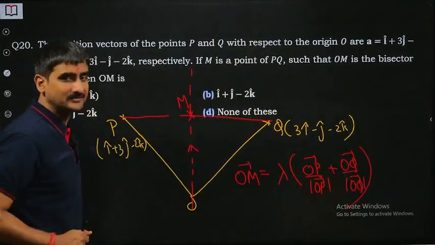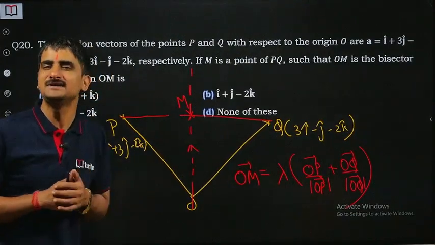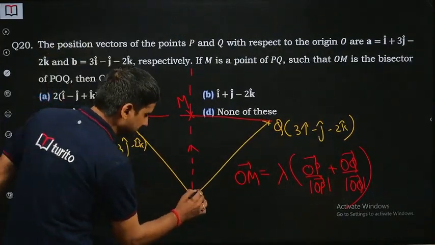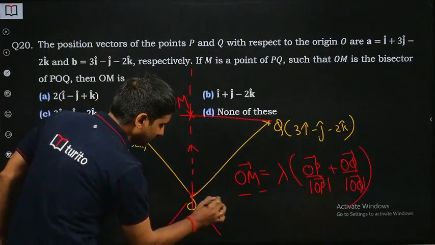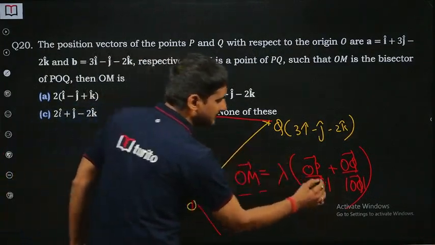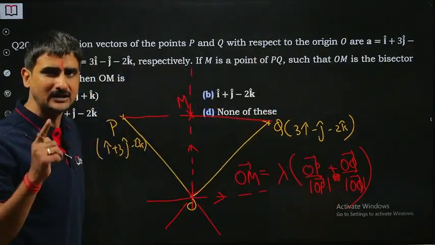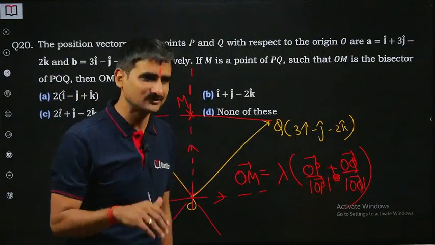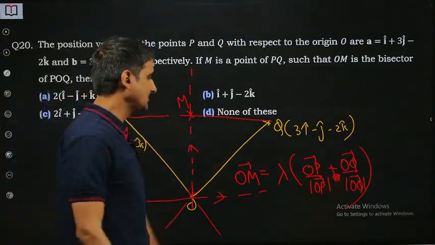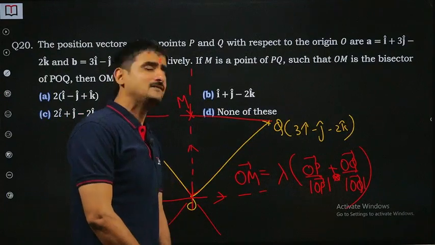According to this figure, these are vectors, but had these been two lines, we would have had two bisectors. In that case, the second bisector would have been with a negative sign. We are not going to consider it because OP and OQ are vectors, they are not lines. So OM vector will be along this one only.